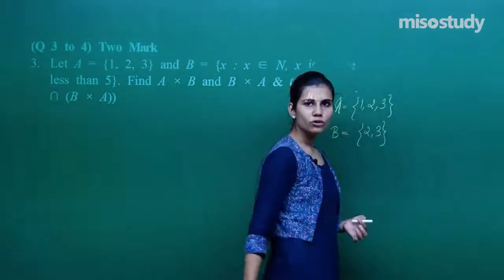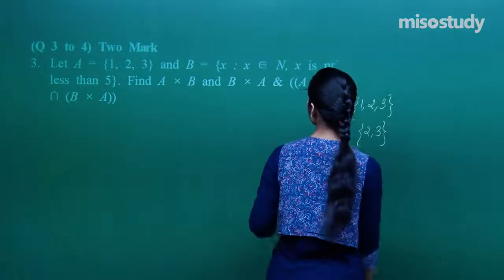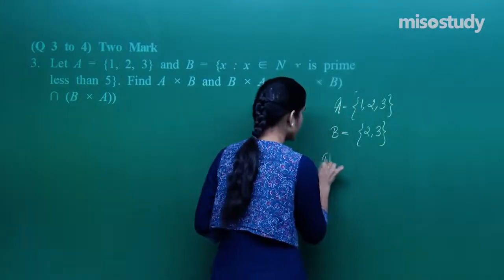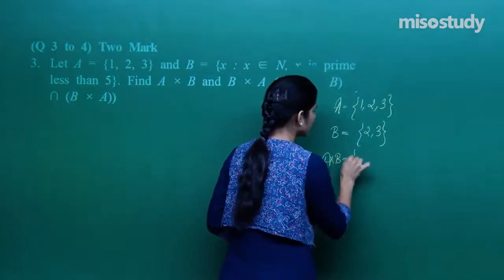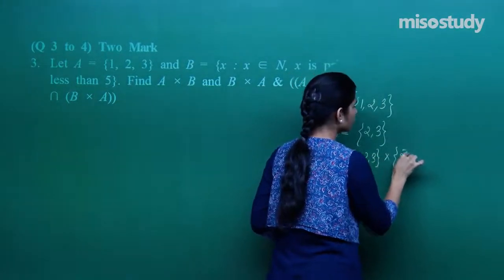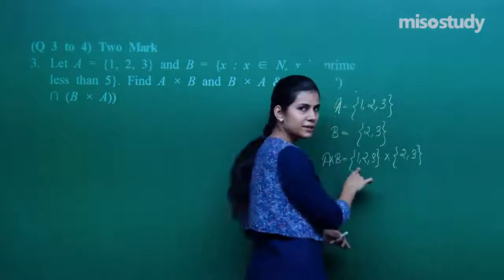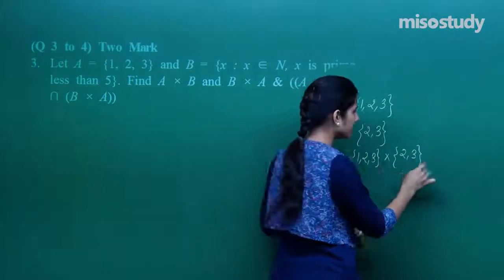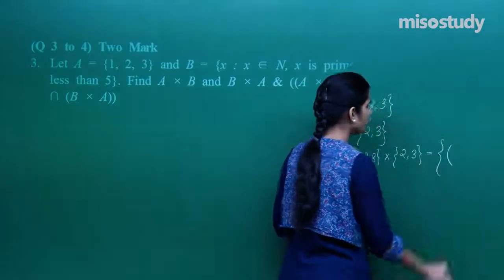The moment you have decoded B, stuff is very simple. You need to calculate A cross B, B cross A, and the intersection of A cross B and B cross A. A cross B, you know how to do that. 1, 2, 3 cross 2, 3. Each element of set A is mapped to each element of set B. So it is a set of ordered pairs.